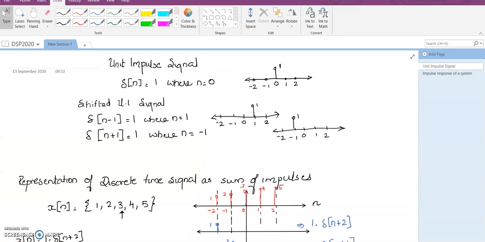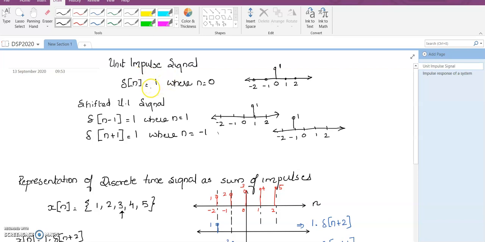In this video, we are going to be seeing some concepts regarding the unit impulse signals and impulse response. So we'll start off with the topic, and basically I would like to start by mentioning the unit impulse signal.